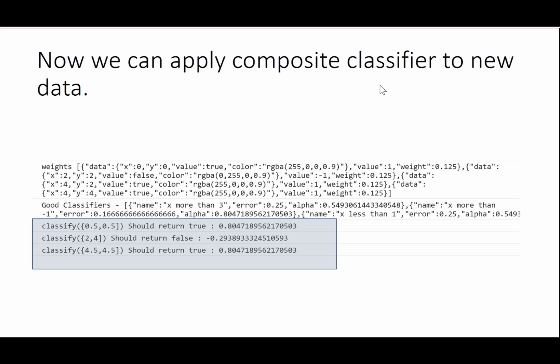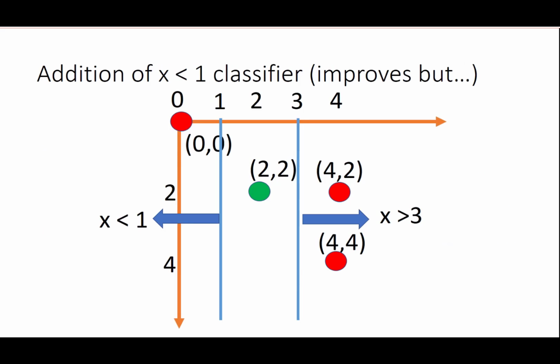Now we can apply the classifier to new data. So here I'm taking the point 0.5, and it returns true, as it should. I classify the point 2,4, and that should be false, and it is. And I classify the point 4.5, 4.5, and that should be true, and it is. So our classifiers now, we've got a strong classifier where we first had a weak one.